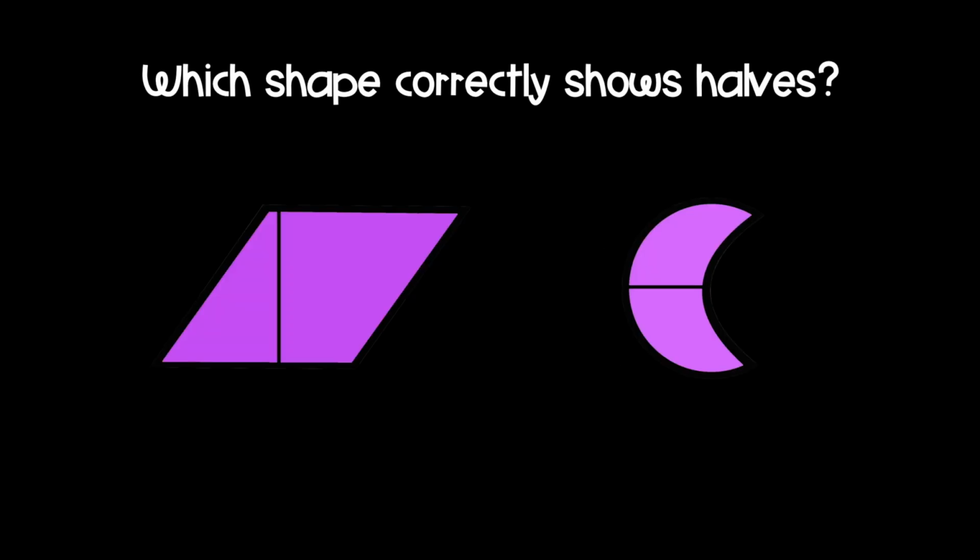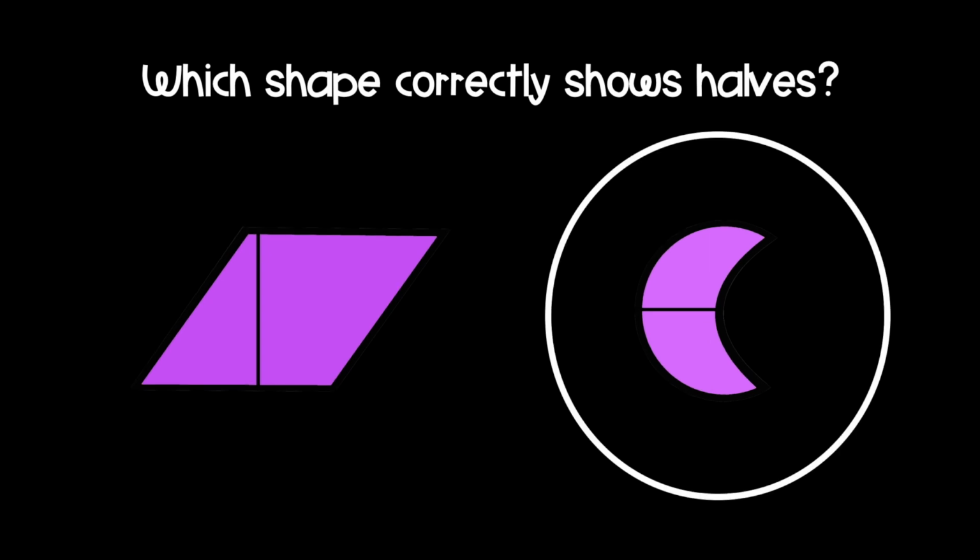Which one of these shapes correctly shows halves? If you're thinking the one on the right, great job. You see that these 2 pieces are split into equal parts.